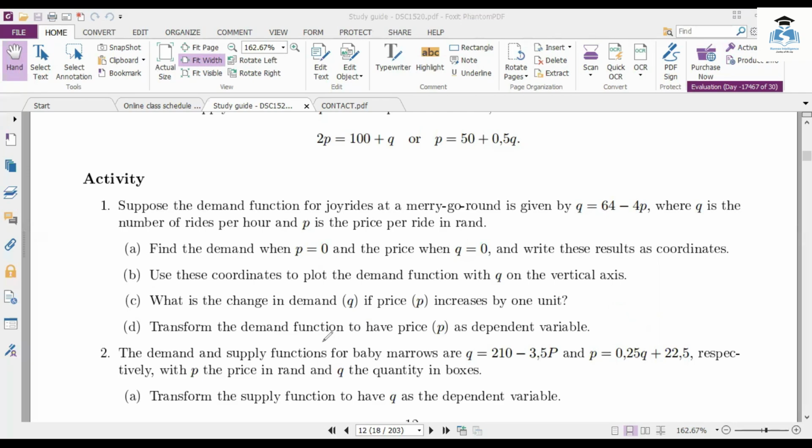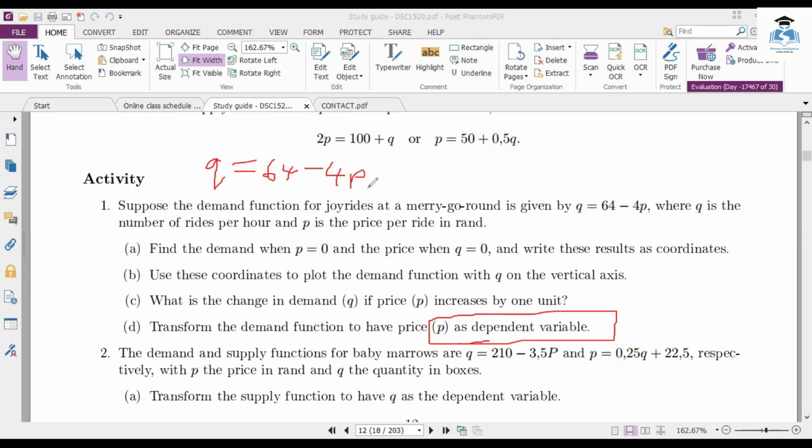Now transform the demand function to have price P as the dependent variable. You remember that sometimes they might say we want you to change the demand function. Remember Q is the dependent variable. Now they want to put P as the dependent variable, and I say the dependent will be on the left of the equal sign. So since we have Q is equal to 64 minus 4P.